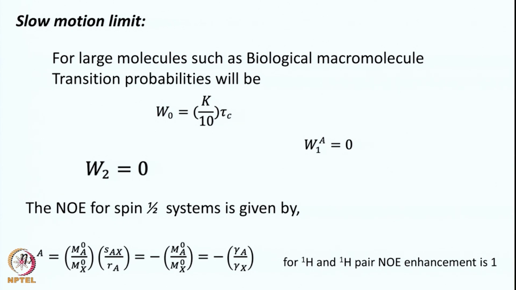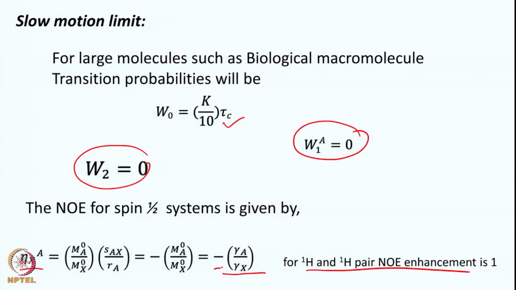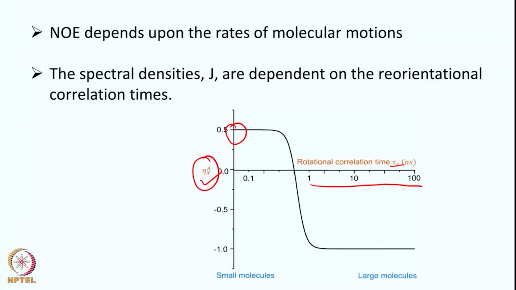For a large molecule, suppose a biological molecule like a protein, the transition probability mostly will be governed by the 0 quantum transition, and that will be given by k by 10 tau c. Here the first quantum transition is 0, and the 2 quantum transition is also 0. So, NOE for such a system will be given by this relation. Ultimately it comes to gamma A by gamma X. Now, if we take a large molecule with 2 proton pairs, this will be 1 by 1, so that is 1 enhancement and that is negative, and that is exactly what we saw for the large molecule.